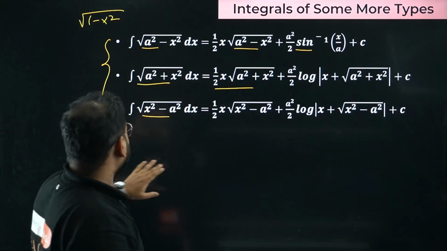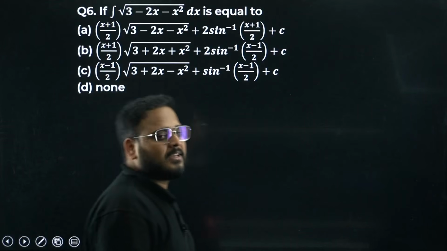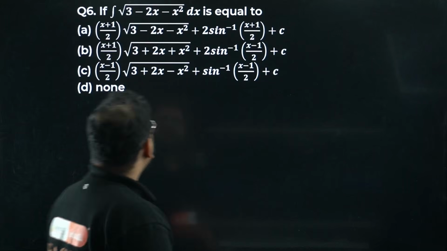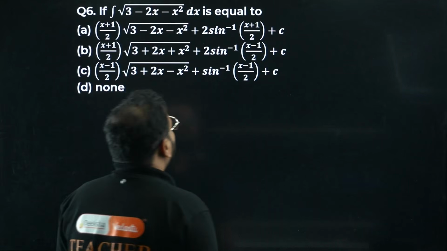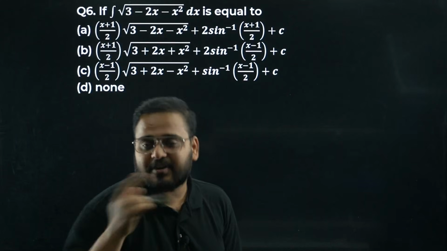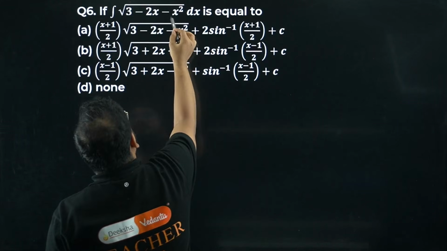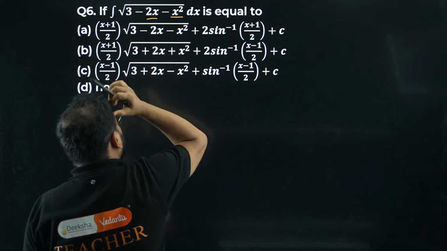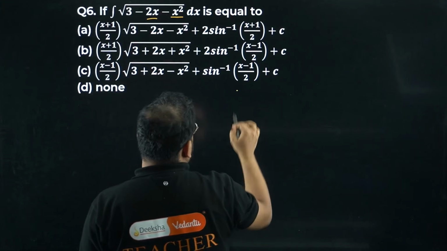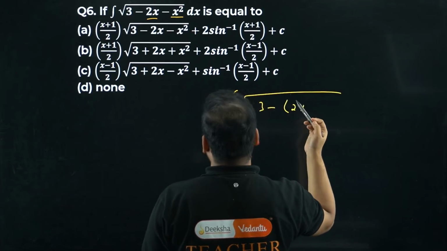Okay, let's move on to the question on this. Can you solve it? Of course you can. 3 minus 2x minus x square. What we can do first is make a perfect square with the help of the formula a plus b and a minus b the whole square. I can see x square is there, I have 2x also, but with a minus sign, I can take it common.